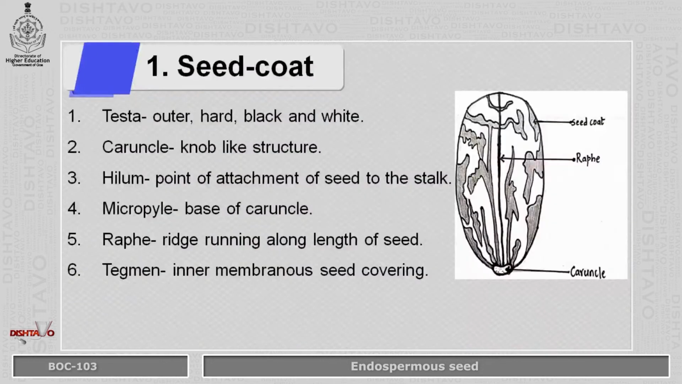After caruncle, we have a hilum, which is the point of attachment of the seed to the stalk. Next is the micropyle region, which is a small opening present at the caruncle region. We have the raphe. Raphe is a ridge running along the length of the seed. The last layer of the seed coat is the tegmen, which is nothing but the inner membranous seed covering. So it will be present below the seed coat.